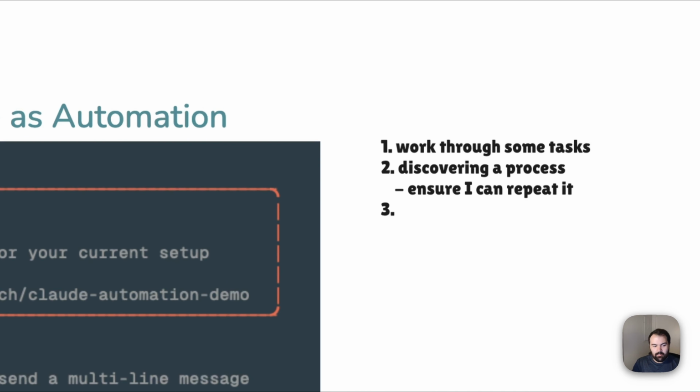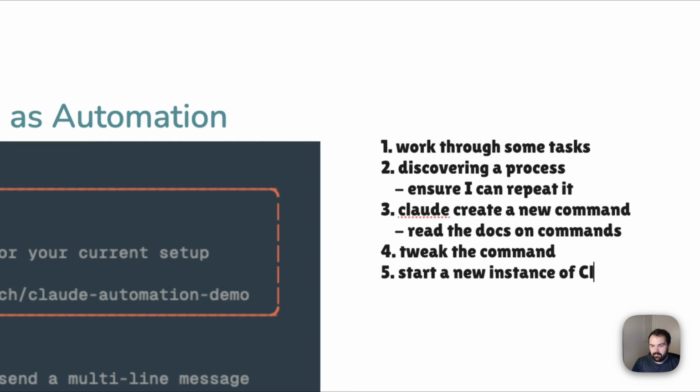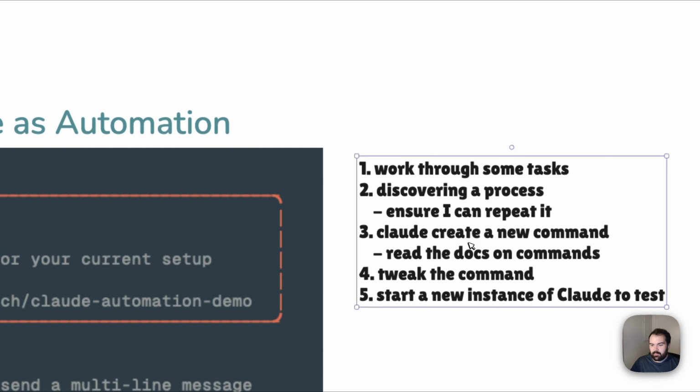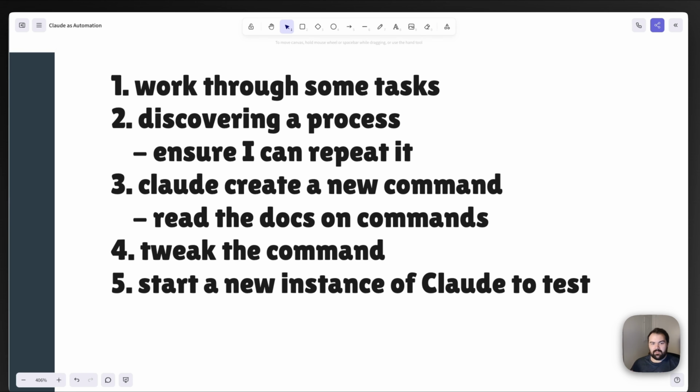And then the next step is I'll create a new command. I'll actually have it create its own command for doing something. And for that, I'll actually have it read the docs on commands to do it. And then we'll tweak the command and then I will start a new instance of Claude to test. So this is the step-by-step process that I will go through when I'm working on automating something with Claude Code. And this just starts to happen.